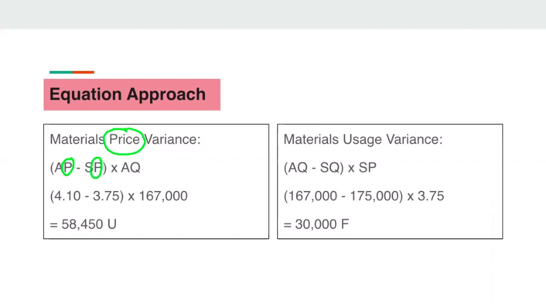This means that the price variance is positive 58,450, and since it is positive, it is unfavorable, so we place a U beside it.